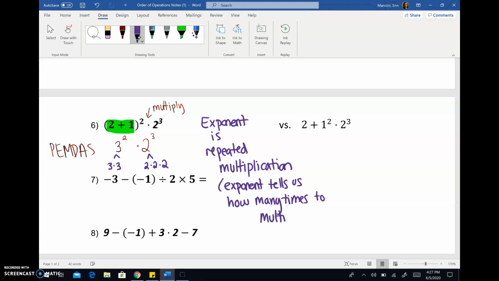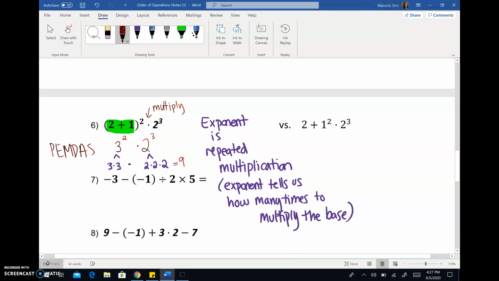I know this is kind of long, but bear with me. So how many times to multiply the base of the exponent? Okay, and back to our PEMDAS problem, these two things are being multiplied together. So really you would do 3 times 3 times 2 times 2 times 2, which is a lot. So I'm going to chunk this up. 3 times 3 is 9. 2 times 2 is 4 times 2 is 8. So 2 times 2 times 2 is 8. What's 9 times 8? Would be 72 as my final answer.